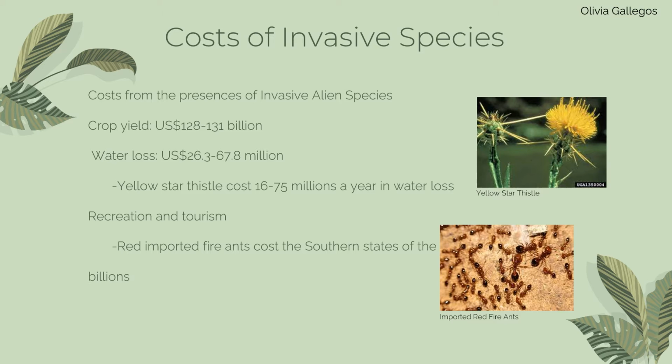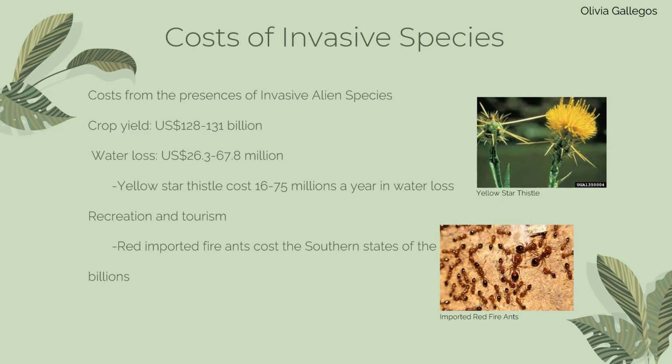Invasive species can change the flow of water. This caused the loss of $26.3 to $67.8 million worth of water that would have otherwise been used for irrigation, drinking, or hydropower. An example of this is the yellow star thistle, which depletes the soil moisture, which cost Sacramento $16 to $75 million a year in water loss.